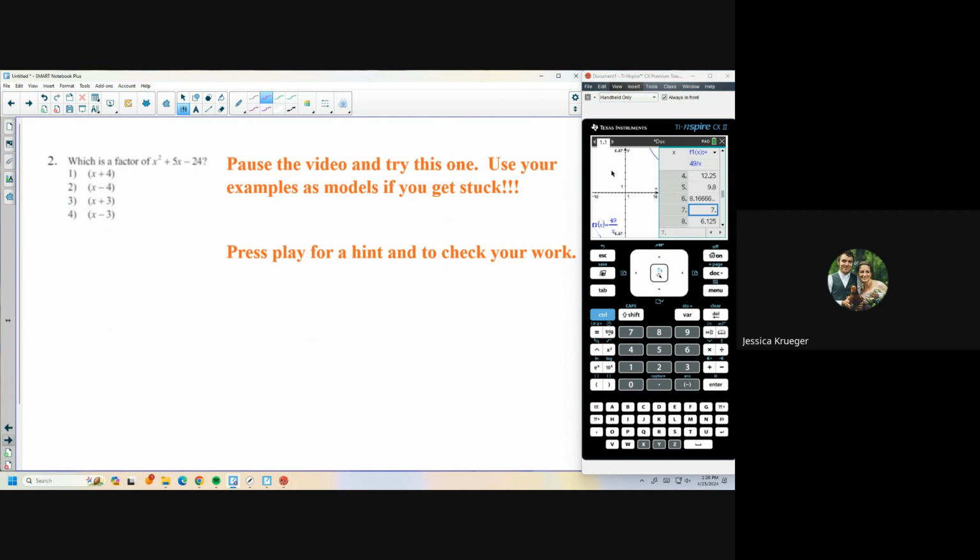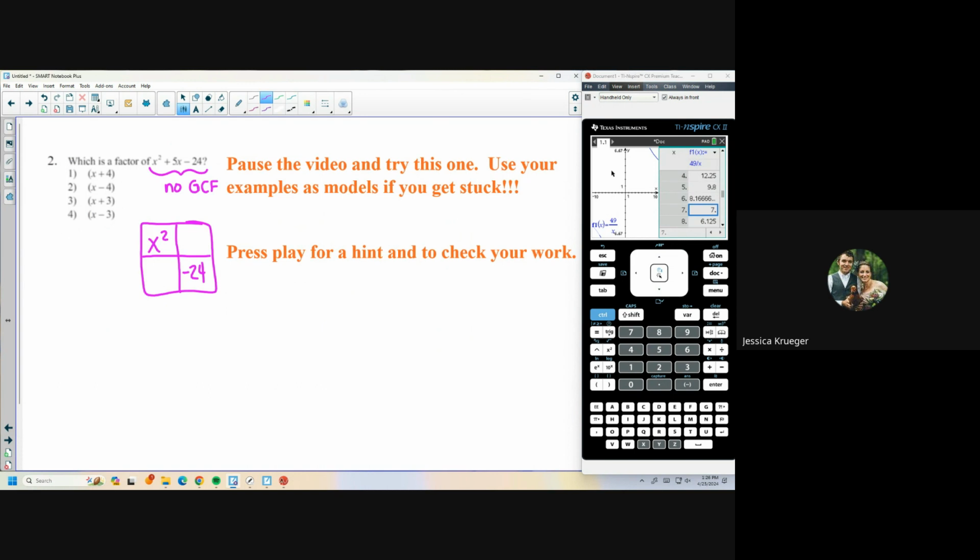Let's try another one. Pause the video and give it a try. My hint for you is, in this equation, there is no GCF. So I'm just going to set up my area model. And sorry, I shouldn't have said equation. I should have said expression. There's no equal sign there. So that's where I would get started.